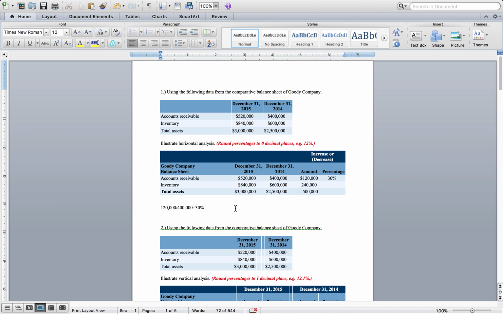Now you want to do the same thing for inventory. We know inventory went up $240,000, and divide by the 2014 amount, which is $600,000. That will give us 40%. So it went up 40%. Keep coming down. And the last one, for our total assets, take the 500,000 difference, and divide by the 2014, which is 2,500,000. That'll be the last one at 20%.